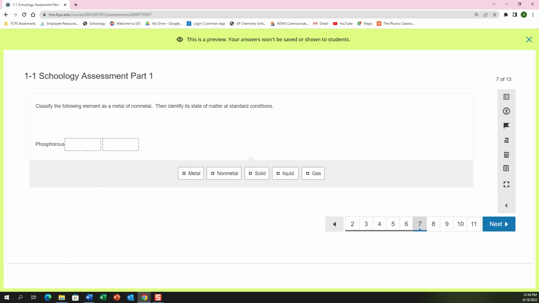So, sorry. Then identify its state of matter and conditions. So phosphorus. Phosphorus is a non-metal. And let's see. Does anyone know? It is actually a solid.